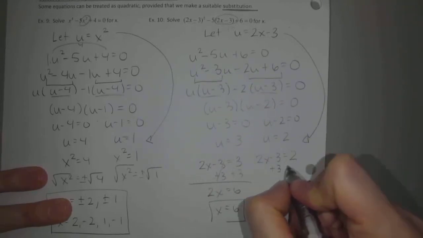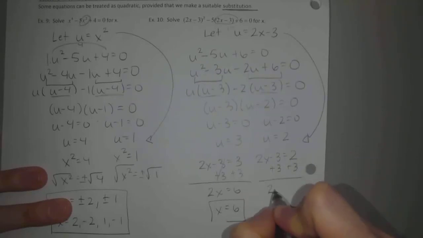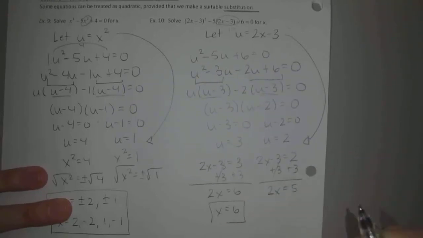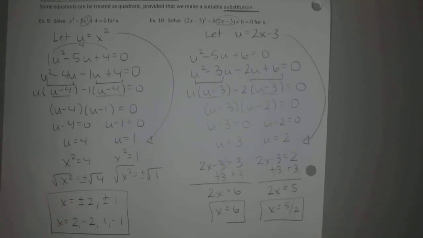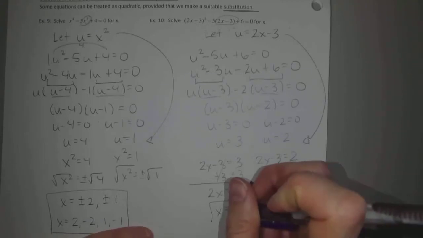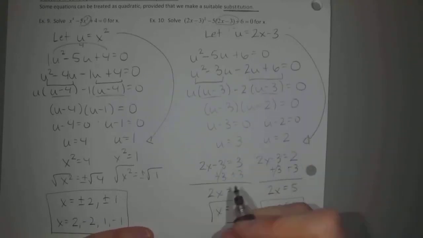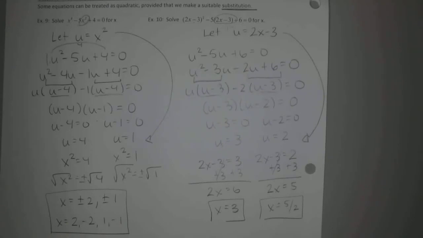And then we'll add the 3 over to the other one. So 2x equals 5. So x equals 5/2. Okay? This u substitution, guys, oh, I didn't do that right. 6 divided by 2 is not 6. Should it be 3? Sorry. I didn't divide by 2.